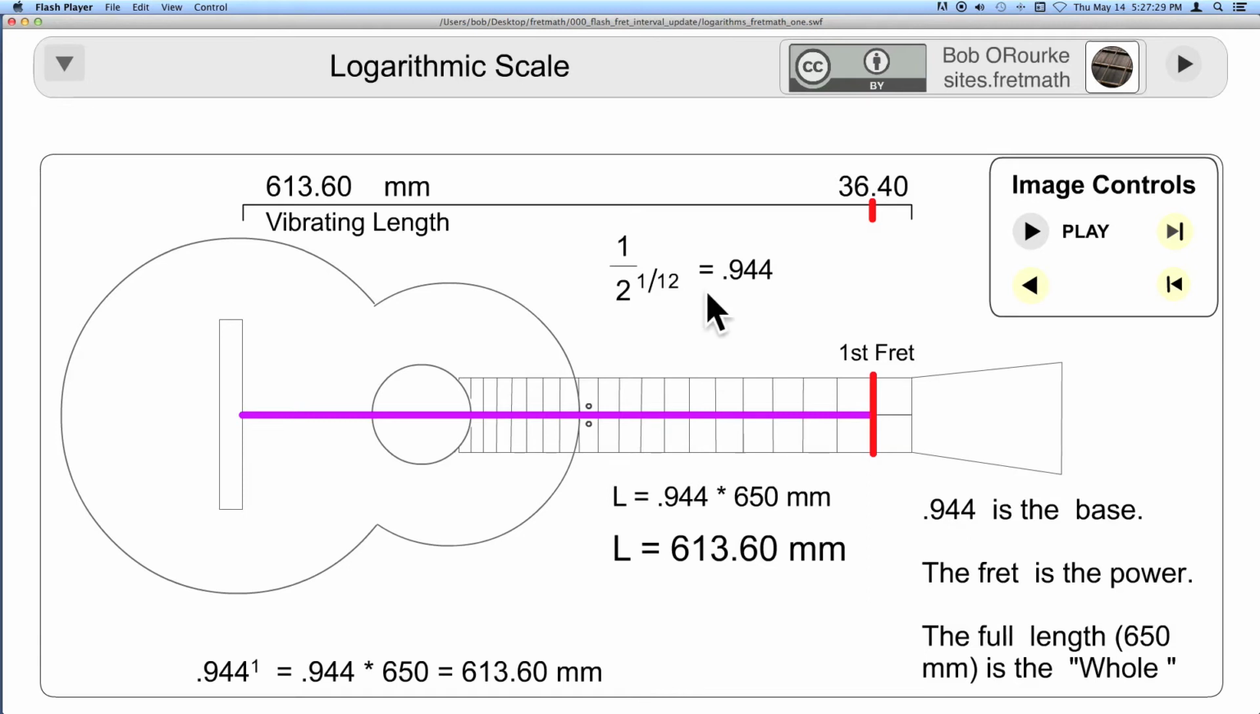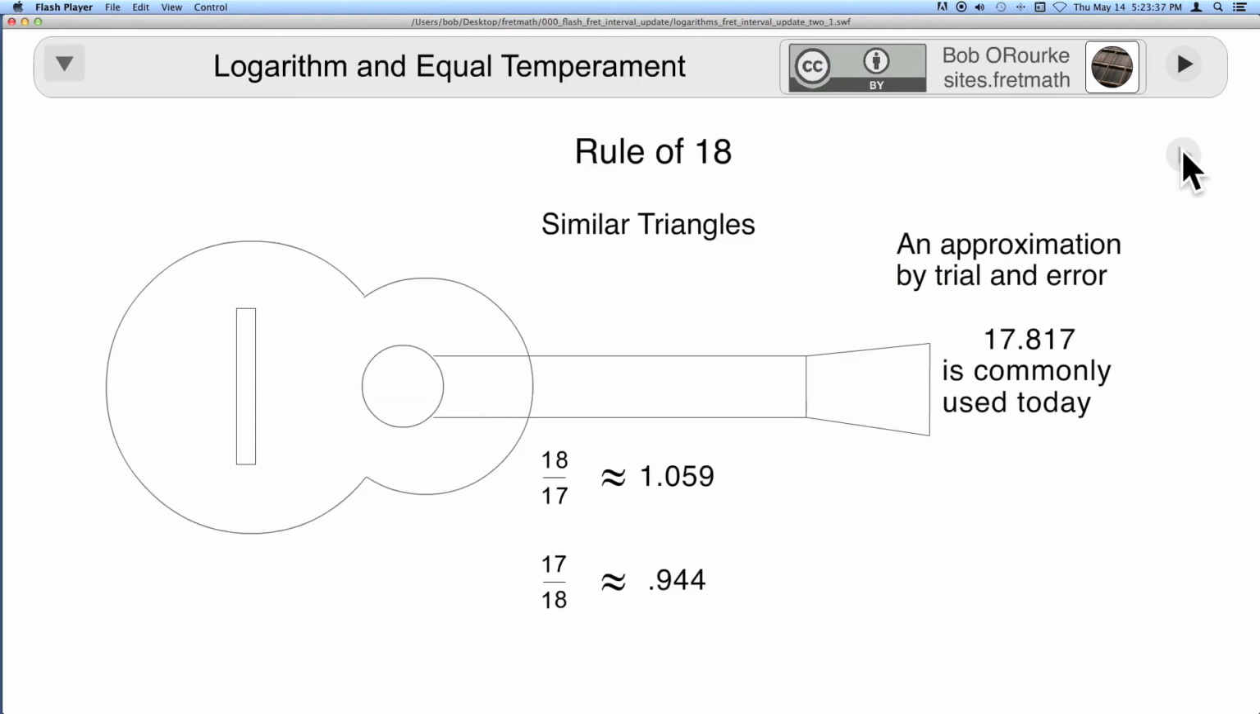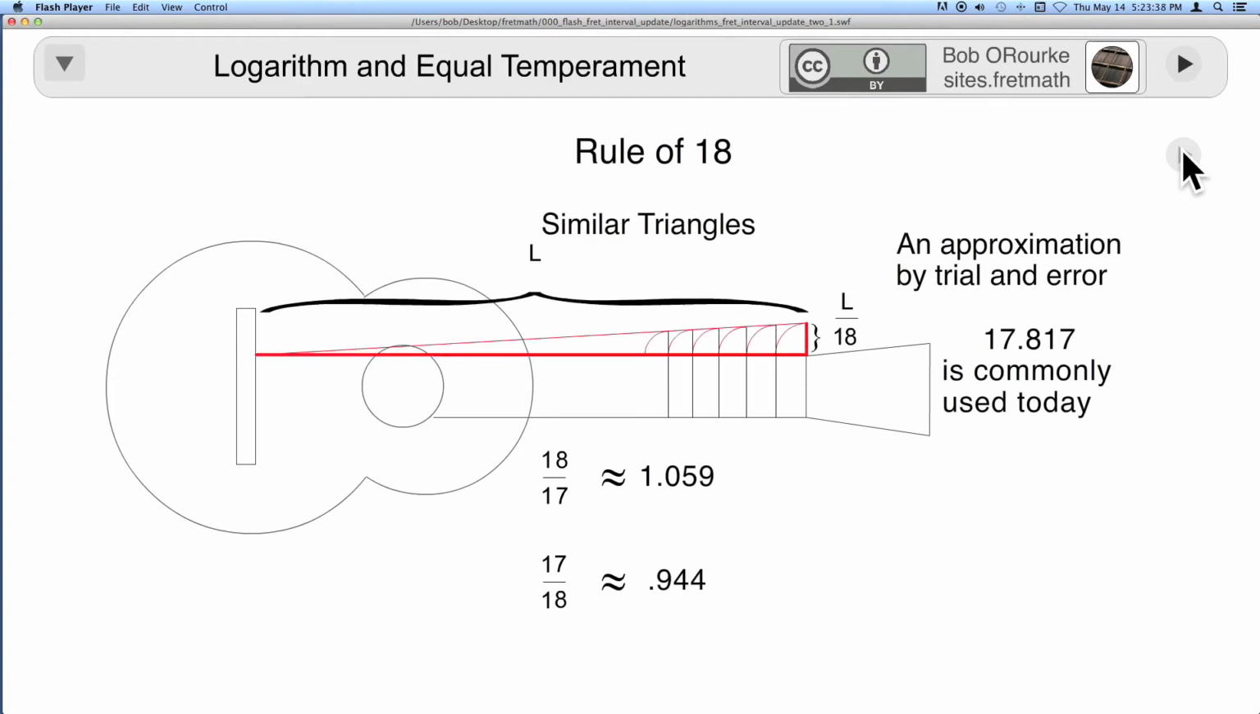Here I am showing the 12th root of 2 as the equivalent of 0.944, but that ratio had been approximated for many years by luthiers. Using the rule of 18, that's 1/18 of the string length is continuously subtracted to give the fret spacing. And Vincenzo Galilei, that's Galileo's father, had been the first to put that into print many years earlier.